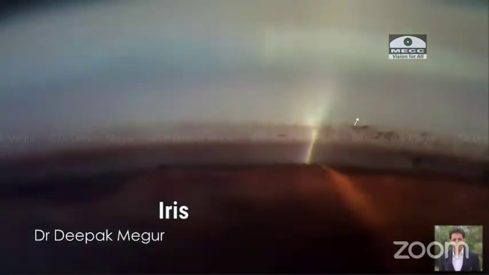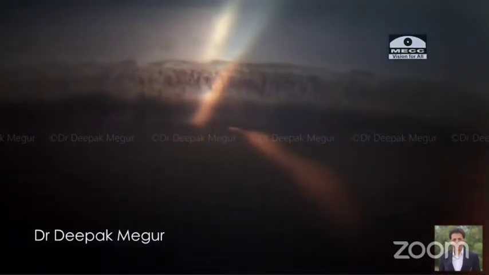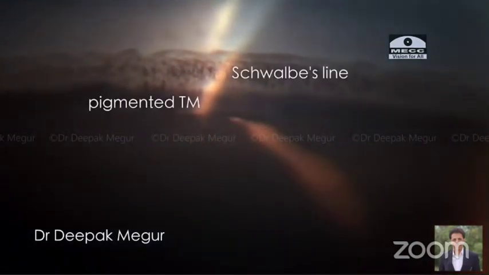Now another angle which is devoid of pigment, but the Schwalbe's line is quickly delineated using the corneal wedge technique, and consequently the trabecular meshwork is identified quite easily. Another angle with excessive pigmentation, but we can localize the pigmented trabecular meshwork quite well thanks to the corneal wedge.